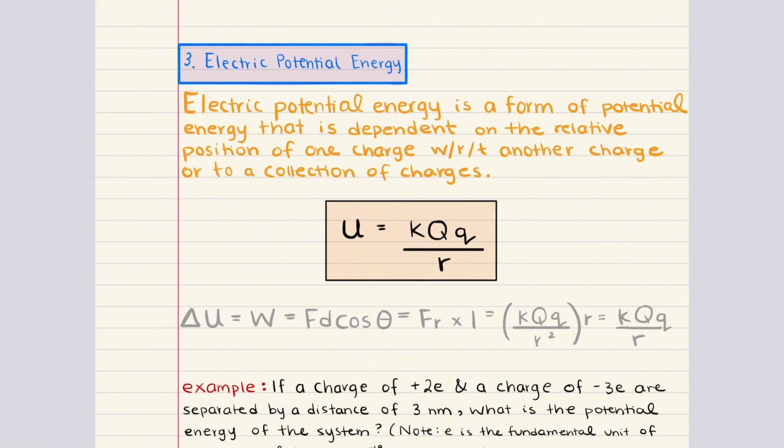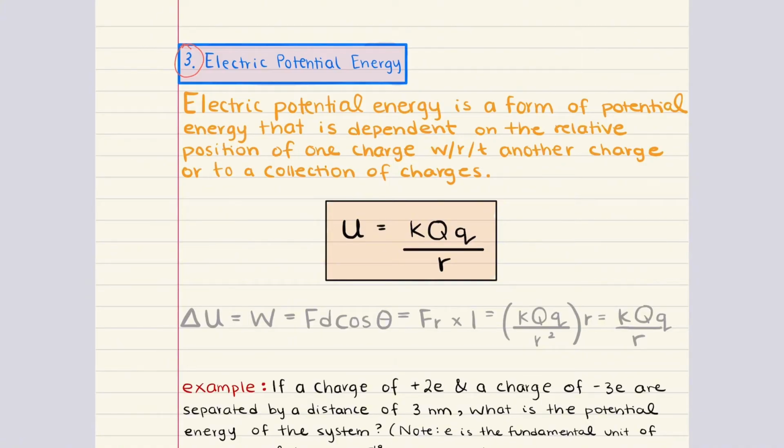Today we're going to be continuing our lecture on electrostatics and magnetism, and we've made it to the third objective, which is titled Electric Potential Energy. Electric potential energy is the energy stored in a system of charges due to their relative positions. It depends on the positions of these charges with respect to one another, as well as their magnitudes.